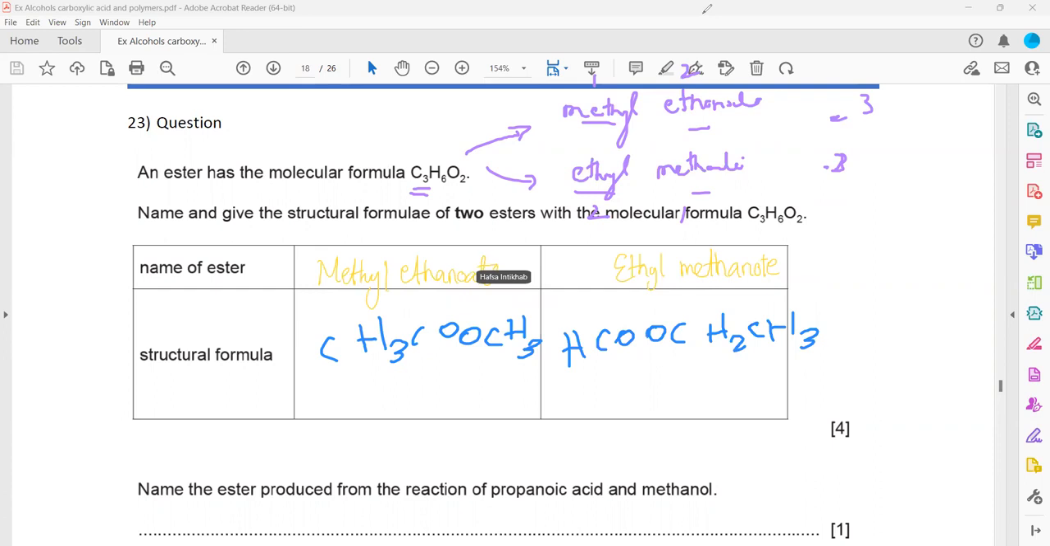Name the ester produced by the reaction of propanoic acid and methanol. Which ester will be produced? Methyl propanoate. Yes, it will be methyl propanoate.